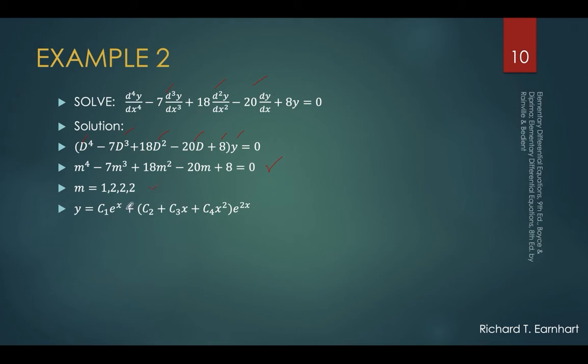So in this case, for 1, the solution is c1 e to the x. And 2 has a multiplicity of 3. So the form of the solution would be c2 plus c3x plus c4x squared. So 3 constants, k equals 3, so the maximum power of x is 2, times the exponential e to the 2x.